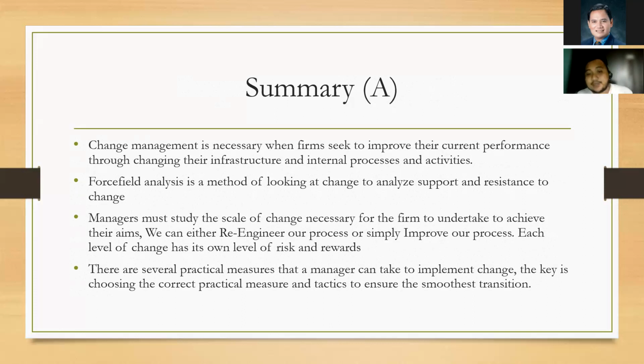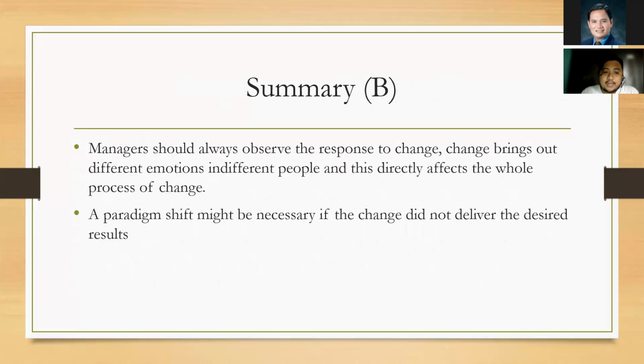And we can either use re-engineering of our processes or simply improve our processes. Each level of change has its own level of risk and reward. Next, there are several practical measures that the manager can take to implement change. The key is choosing the correct practical measure and tactic to ensure the smoothest transition. Managers should always observe the response to change, and change brings out different emotions in different people, and this directly affects the whole process of change.